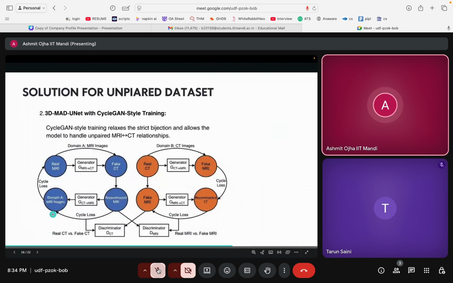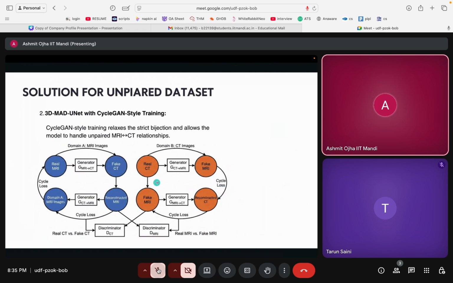So the next goal was to remove this bijection mapping and allow for a non-paired dataset. And that's where the CycleGAN training comes in. Next, we try to apply CycleGAN training to this MAD-UNet architecture. So we have two cycles, forward cycle and backward cycle, as in the standard implementation, which converts real MRI to fake CT and then to reconstructed MRI.